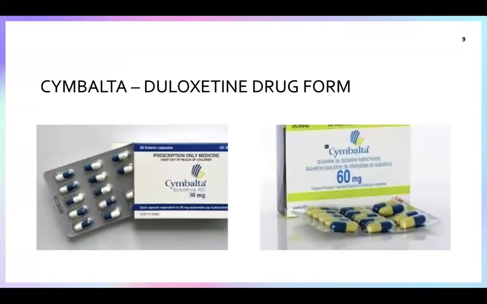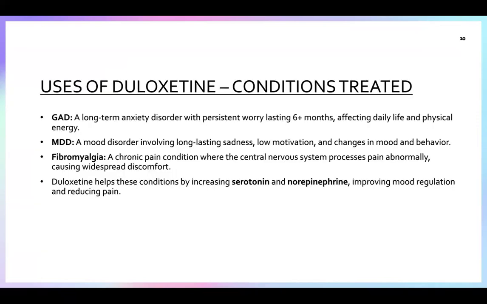And then this is how it's packaged in its drug form, which, like I said, is Cymbalta. There can be different amounts, so I showed the 30 and the 60 milligrams here. For the uses, there's general anxiety disorder, which is an anxiety disorder that lasts over 6 months and it affects both physical and emotional health.